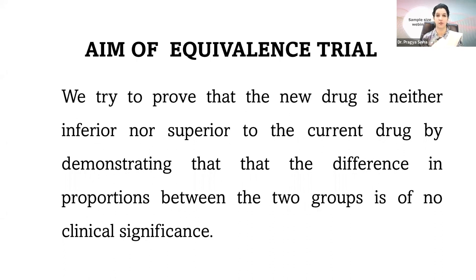Now we do an equivalence trial. So what is an equivalence trial? The combination of this superiority and inferiority, we call it an equivalence. So we try to prove that the drug is neither inferior nor superior to the current drug by demonstrating that the difference in proportion in the two groups is of no clinical significance. So this also we do whenever we want to have other things into play, like less cost, or maybe more acceptable to the community, less dosing schedule, less side effect, etc. So for those things, we do such type of trial, and they are the non-inferior and the equivalence trial.